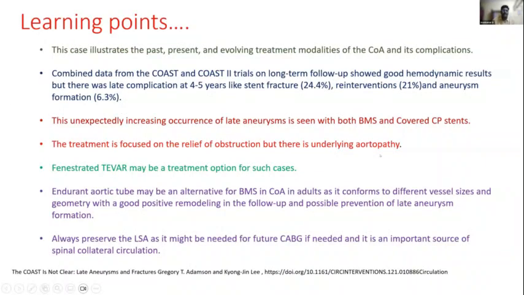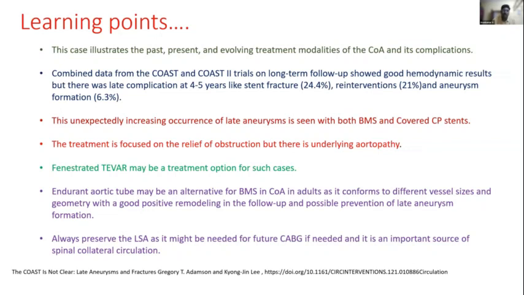The learning points: this case illustrates the past, present, and evolving treatment modalities of coarctation of the aorta and its complications. Combined data from COAST and COAST II, which I took from a recent editorial, on long-term follow-up showed good hemodynamic results, but there were late complications at 5 years like stent fracture, re-intervention, and aneurysm formation up to 6.3%. This unexpectedly increasing occurrence of late aneurysm is seen in both bare metal as well as covered CP stents.